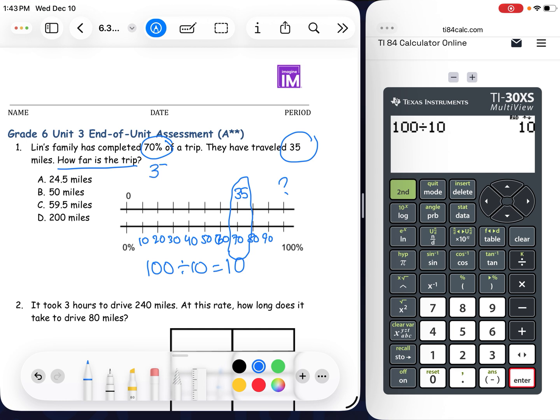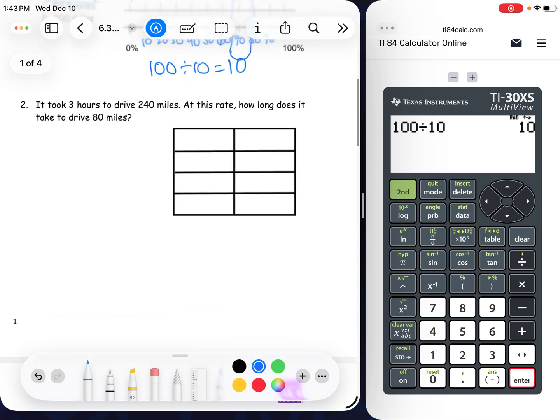So 35 divided by 7, or you could think 7 times what equals 35. And we're skip counting by 5s. 5, 10, 15, 20, 25, 30, 35, 40, 45, 50. So what's 100% of the trip? What's the total trip? 50 miles. Nice. All right, next question.